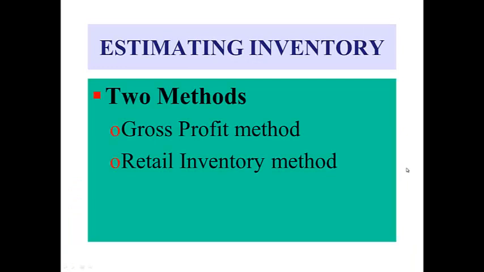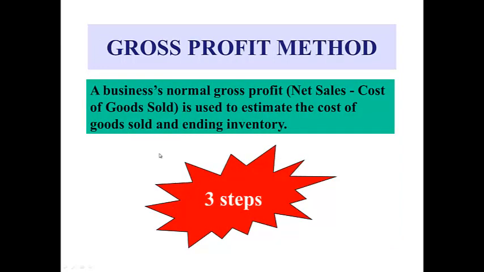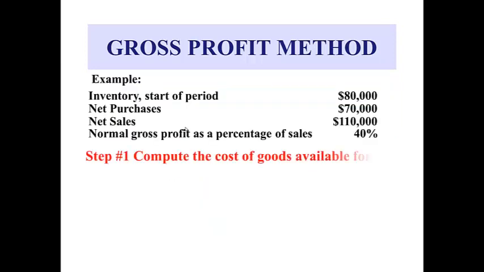Sometimes it might be necessary to estimate your ending inventory. There are two methods used to do that: the gross profit method and the retail inventory method. First, we'll look at the gross profit method. A business uses its normal gross profit to estimate the cost of goods sold and ending inventory. The first step is to calculate the cost of goods available for sale. So you'll be given your inventory, net purchases, net sales, and the normal gross profit percentage for the company.